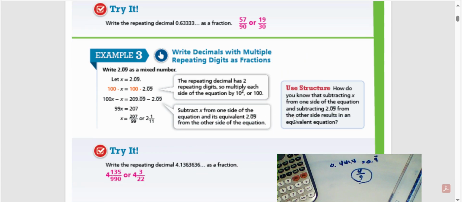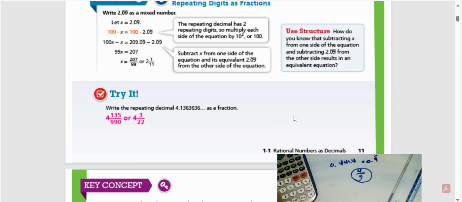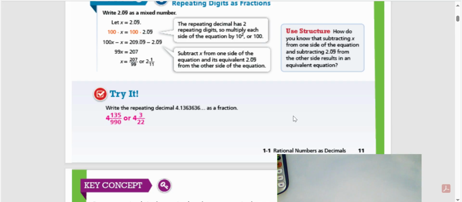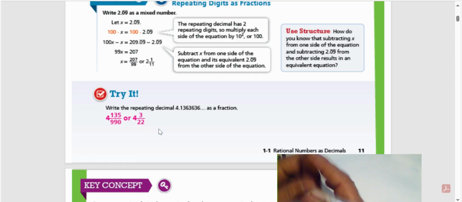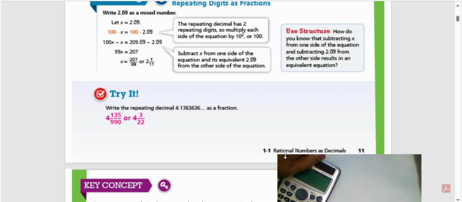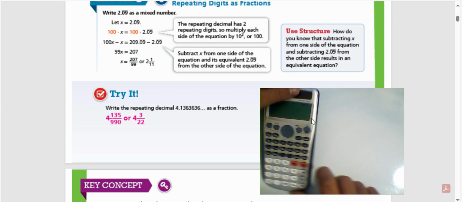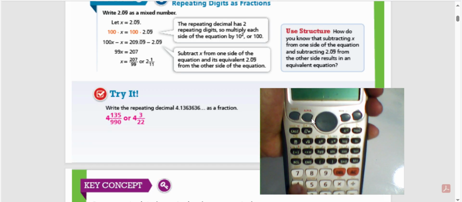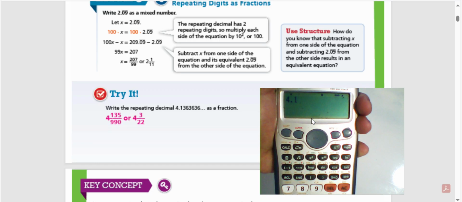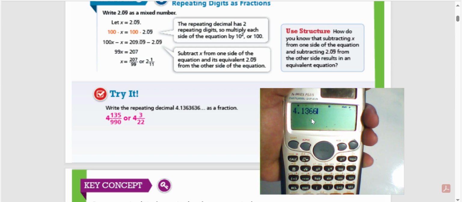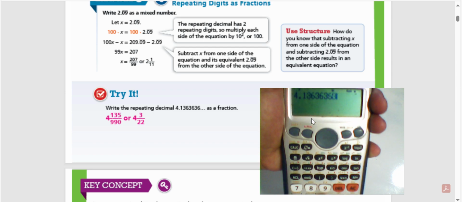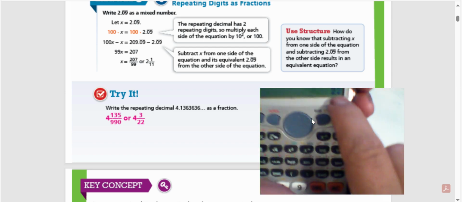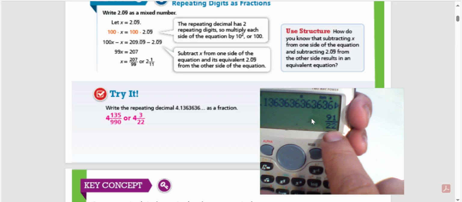Next question. 4 and 135 over 990. We can simplify it, numerator and denominator. This number, if you want to convert it to a fraction right here, we have 36 repeated, so you can write 4.1366 and also 3x, and then the answer will be 91 over 22.